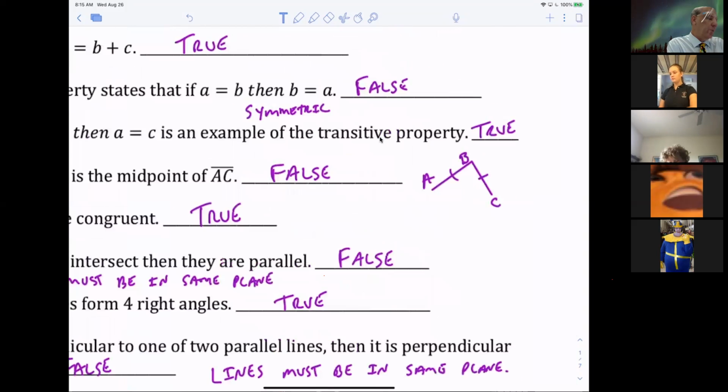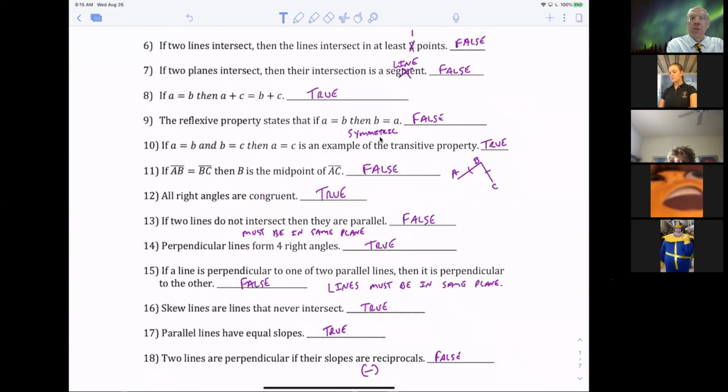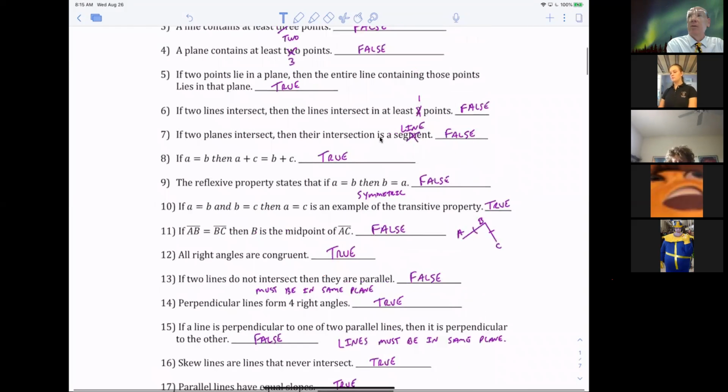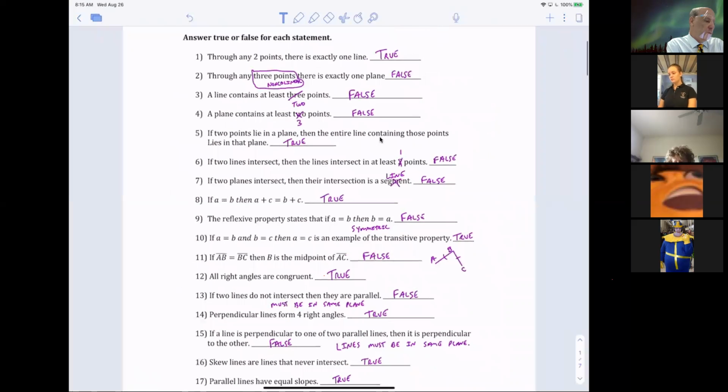There's your counterexample right there, kiddo. You assumed that it was a segment. You see what I'm saying, right? That's a good one. All right, anybody else on the true and false? And like I said, I did post the solutions for you. Number 15.